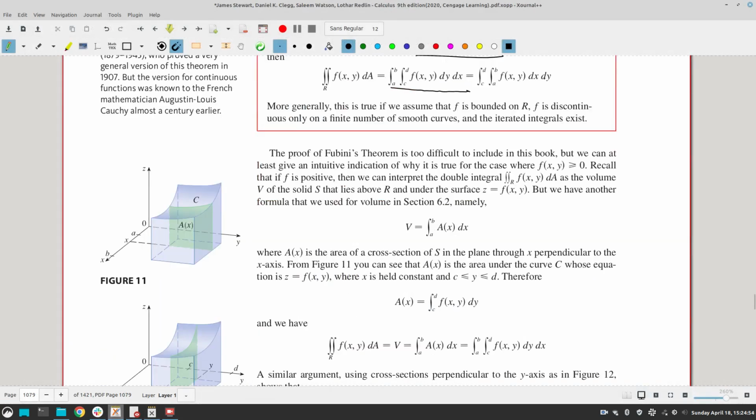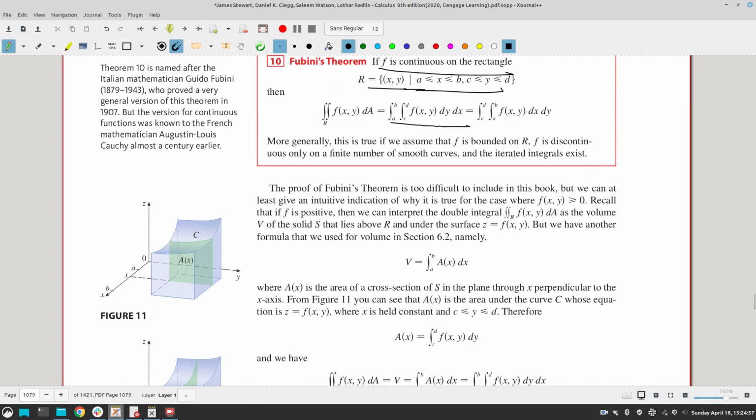So let's look at the truth of Fubini's theorem in the case where f(x,y) is greater than or equal to 0. Now, this integral, what does this give you? This gives you the volume of a solid that lies above the rectangle R, under the surface z equals f(x,y).